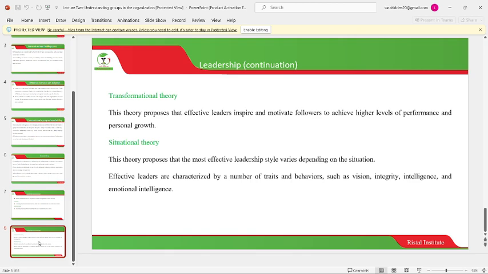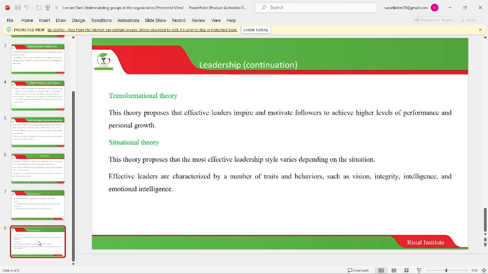This theory proposes that effective leaders inspire and motivate followers to achieve higher levels of performance and personal growth. In other words, this theory emphasizes the role of leaders in inspiring and motivating their followers to achieve a shared vision and goals.